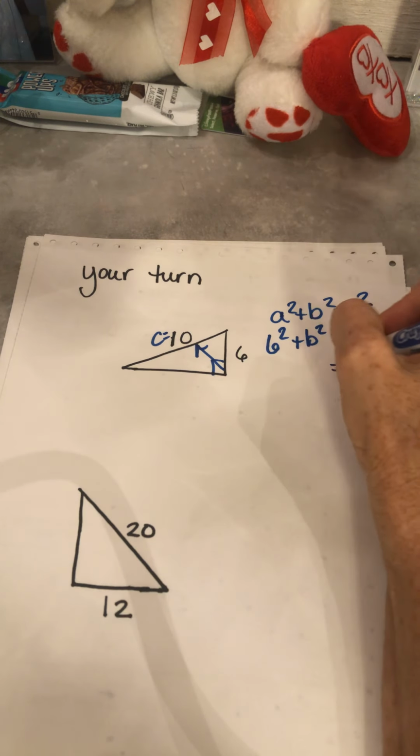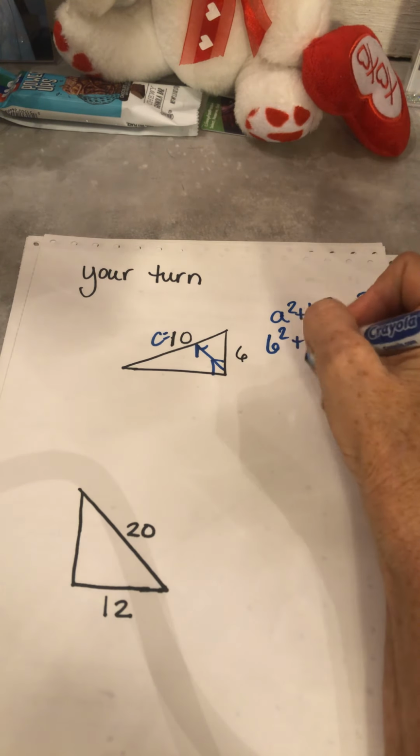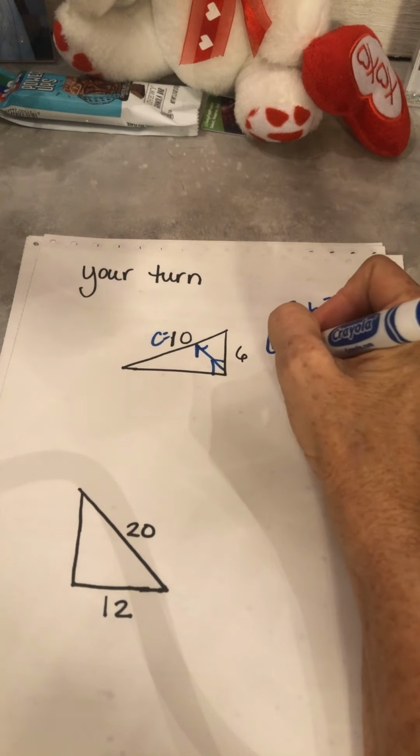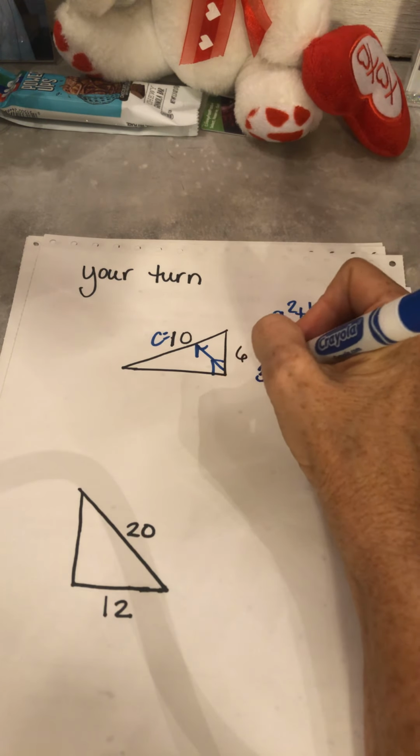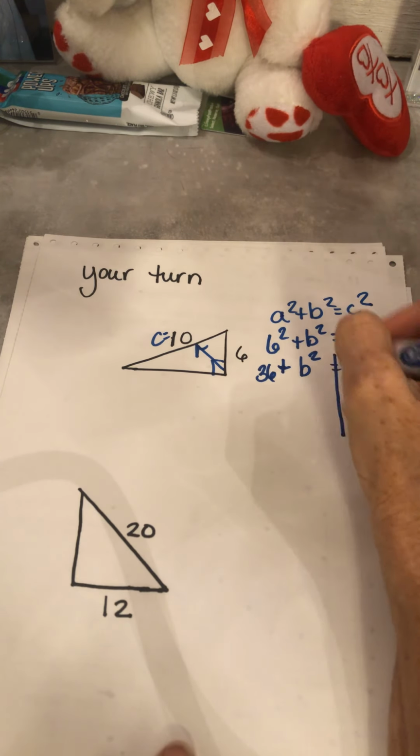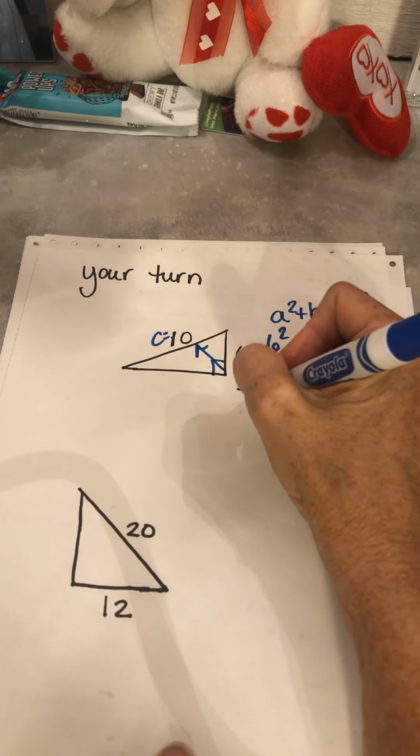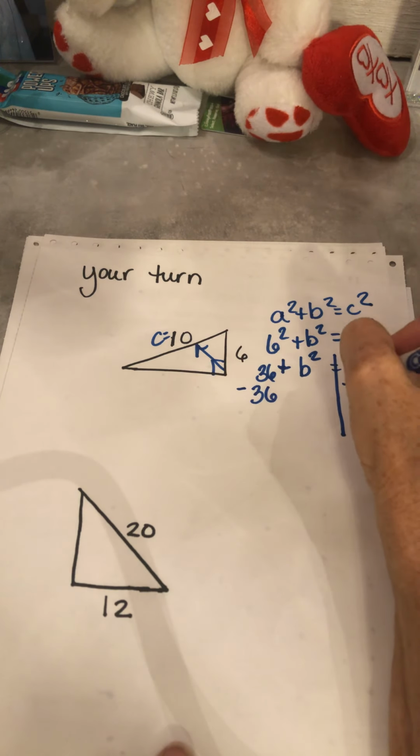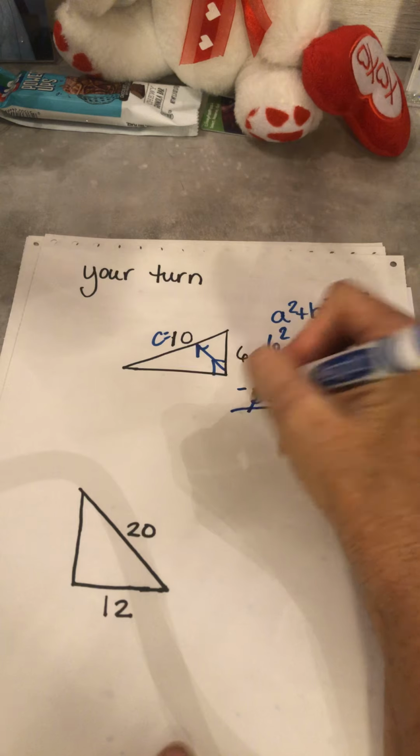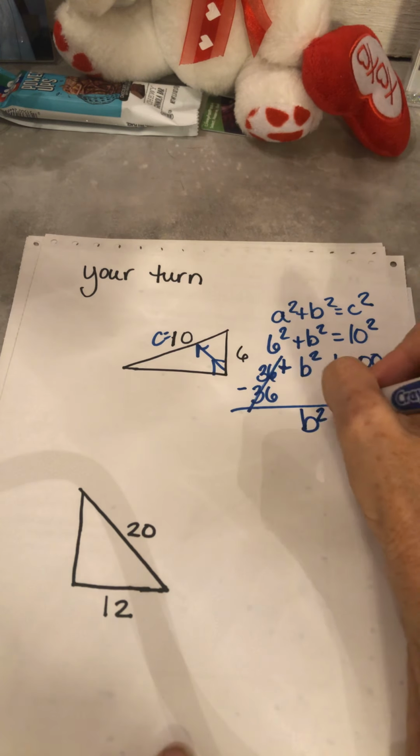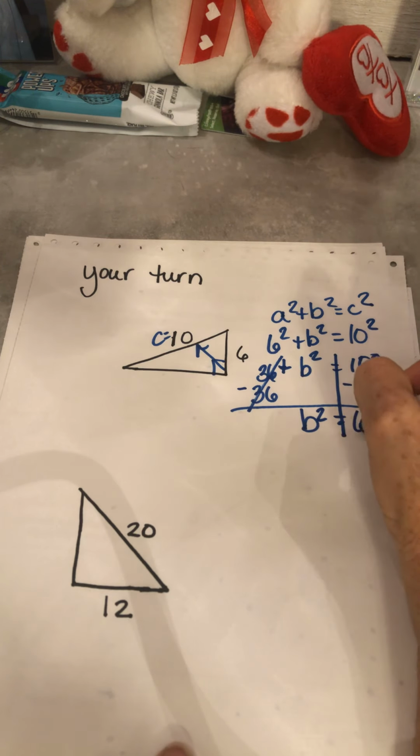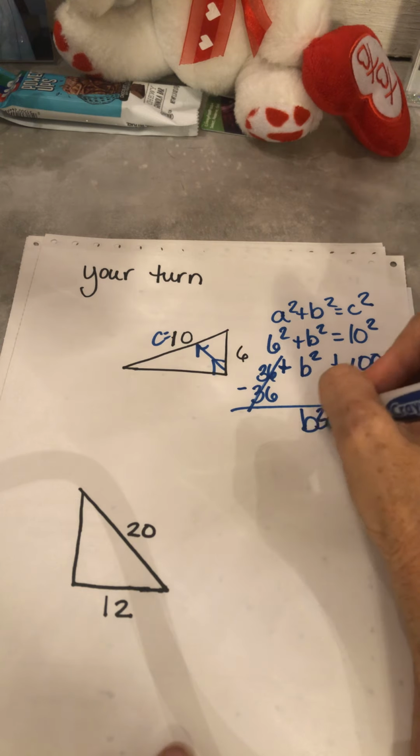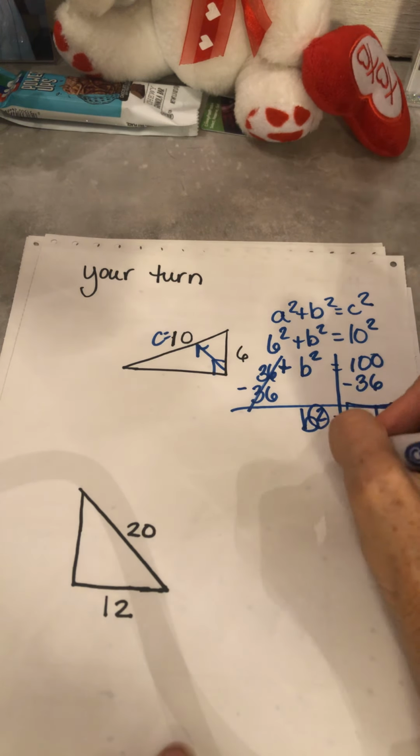So 10 squared is 100. B squared I don't know. 6 squared is 36. Remember, when I know the hypotenuse, I'm going to have to bring over one of the legs, subtract it. So I get rid of that. I have b squared. When I do my math, I get 64. Because of the square root, I need to get the square root.